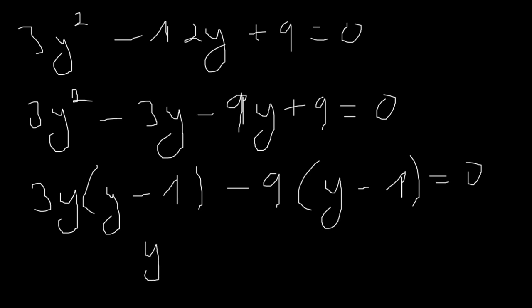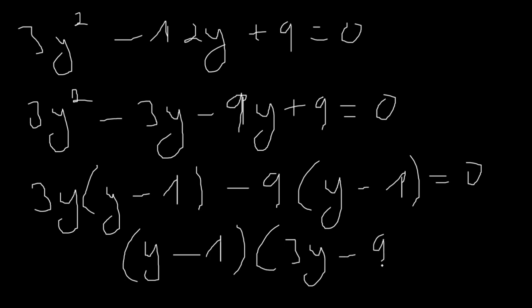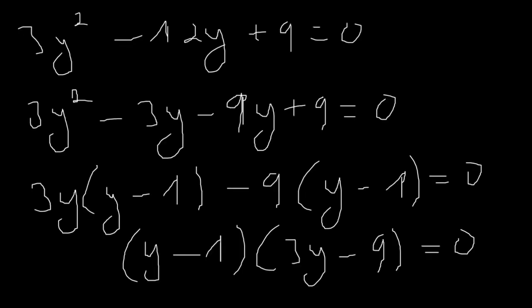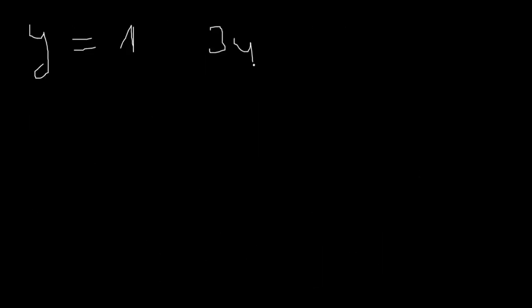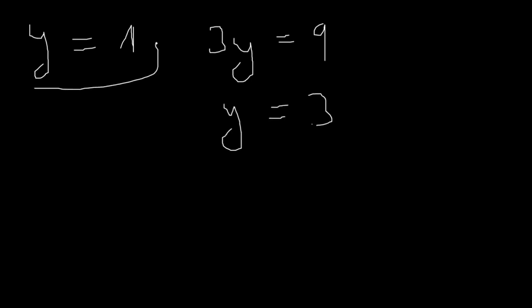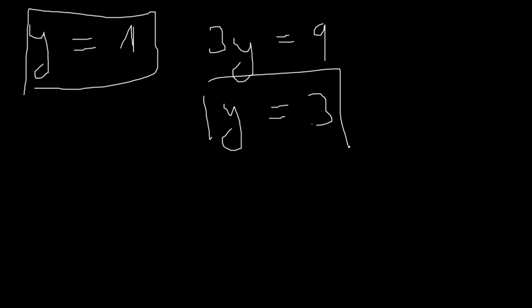Therefore, y minus 1 and 3y minus 9 is equal to 0. Hence, our y is equal to 1 and our 3y is equal to 9. Hence, y is equal to 3 and y is equal to 1. Therefore, 3 to the power x is equal to 1 and 3 to the power x is equal to 3.